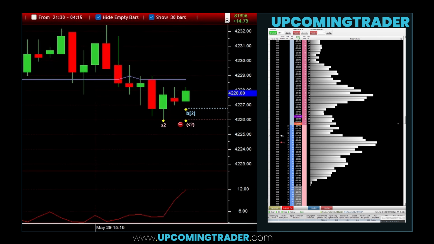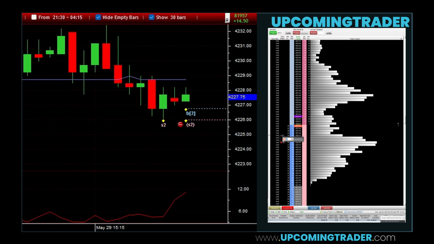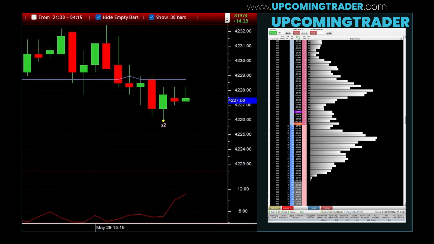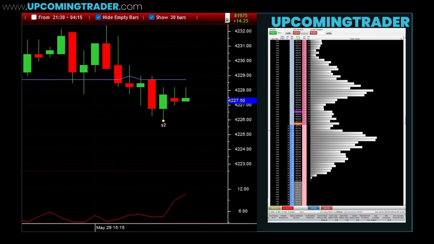When you see single prints, it means that there was not a lot of trading activity at those price levels, often due to sudden and sharp moves in the market driven by significant news events, economic data releases, or strong shifts in trader sentiment. These levels are particularly significant because they indicate areas where the market was imbalanced and moved with urgency, often reflecting a strong conviction from buyers or sellers.